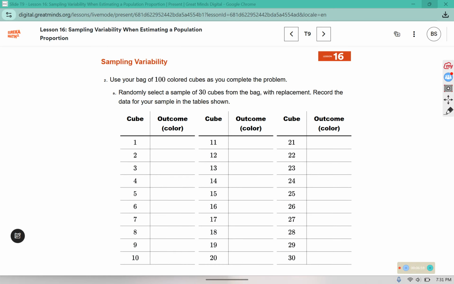In this next section, you're going to use that bag of the 100 cubes. As you complete the problem, you are randomly selecting a sample of 30 this time, replacing it after each draw, and you're recording your results in the table.